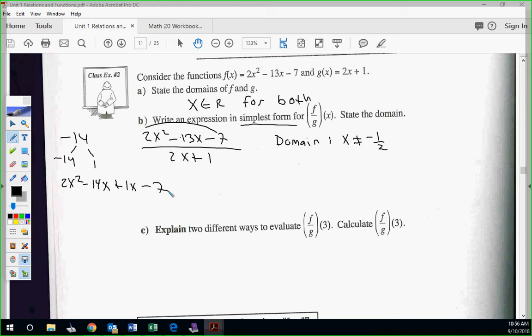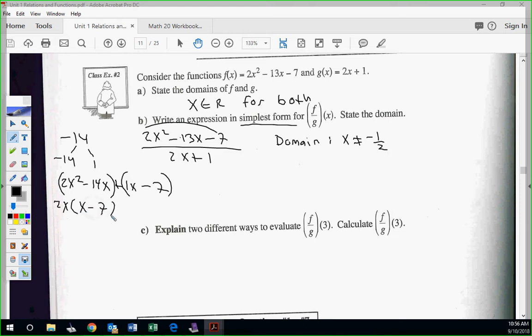What I'm doing is I'm taking this middle term and breaking it into 2 terms so I can factor by grouping. Because negative 14 plus 1 is what? Negative 13. So I haven't changed anything. I just wrote it differently so I can simplify. So now watch what happens here. This is kind of the neat part. What do these have in common? 2x, right? So I take 2x out. That gives me x minus 7.